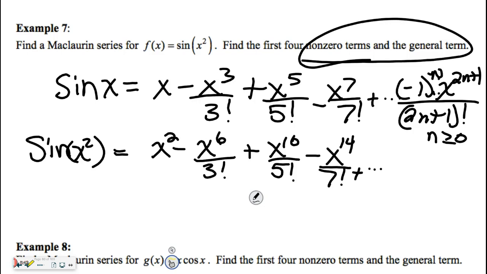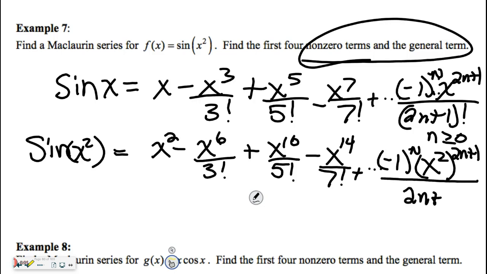Watch. The general term, negative 1 to the n, it'll be x squared to the 2n plus 1. Your general term can just be modified as well. So x squared to the 2n plus 1 over 2n plus 1 factorial. If it's multiple choice, what do you think might be in the general term? X to the what? 4n plus 2. Check it, and it should work out.